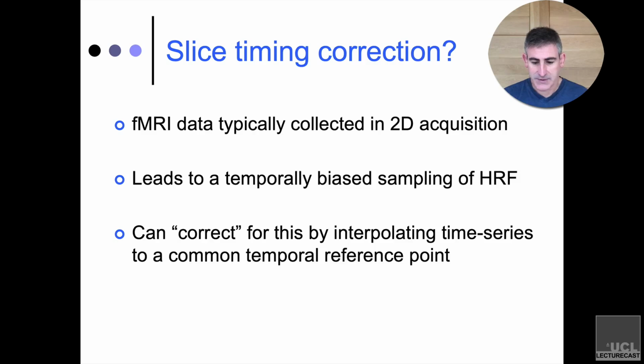And I'll show you an example of this. The question then is, can we correct for this sampling bias by interpolating the time series and trying to take into account when we acquire it in the volume of the head?